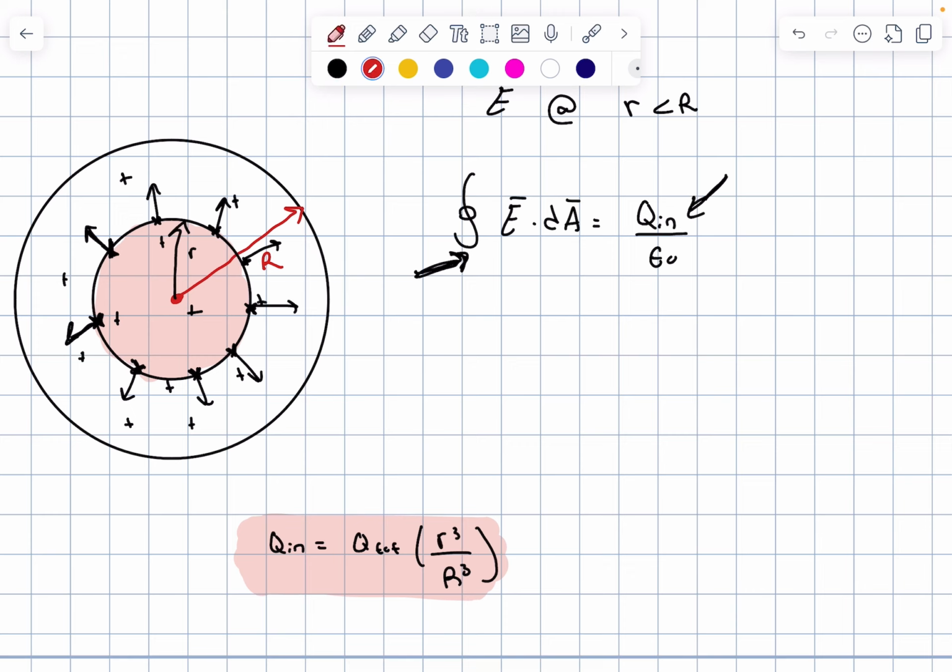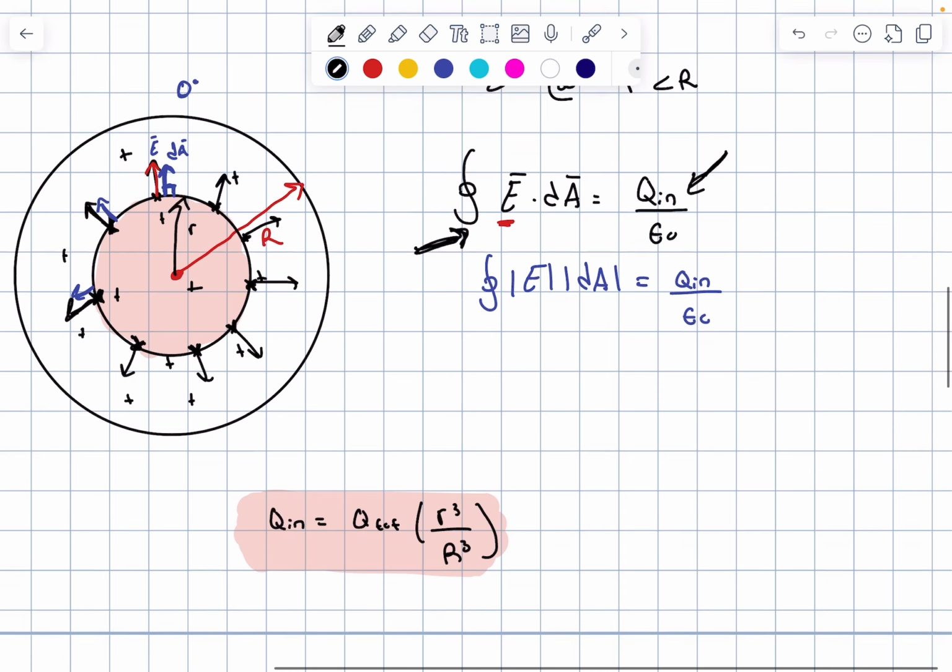Now, the first thing we know is that E, the electric field vector, like I said, is pointing this way. And it's always going to be pointing in the same direction as our area component. Our area component points radially outwards as well. So that means the angle between E and dA is 0 degrees, and the cosine of the angle is equal to 1. So instead of E dA cos theta, we get the integral of E, the magnitude, times dA is equal to Q in over epsilon naught.